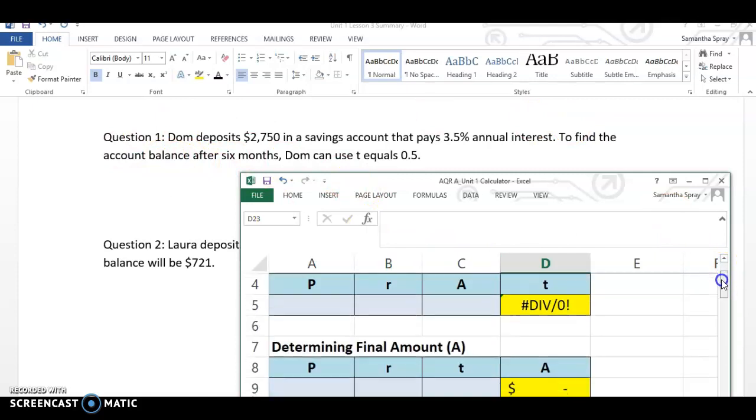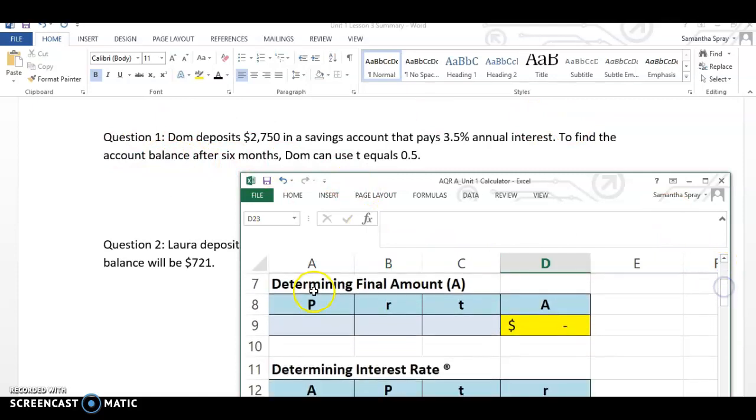We want to find the account balance after 6 months, so I want to determine the final amount. I'm going to go right here to line 9. Our principal amount is $2,750. The rate is 3.5, and time is going to be 6 divided by 12. So when I do this, I get a final amount of $2,798.13.